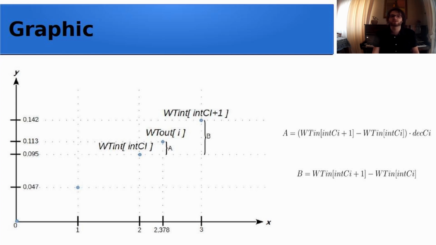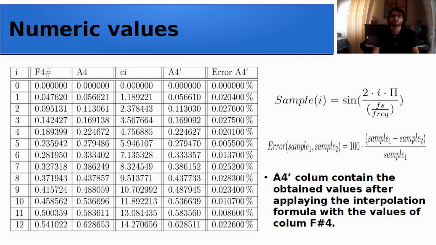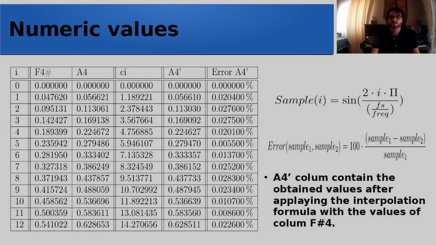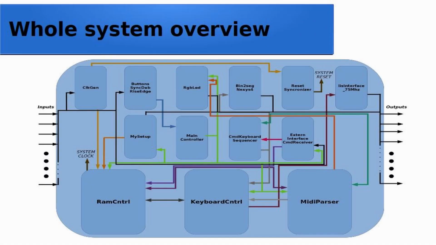This formula has been numerically proved. The next table shows some of these results. The approximate error we get per sample is around 0.02%. Now, let's take a quick view to the system. As this simplified schematic shows, the whole system is formed by 13 different components.